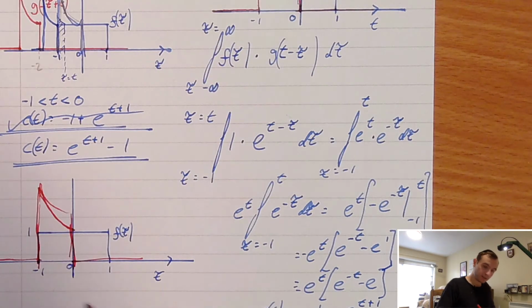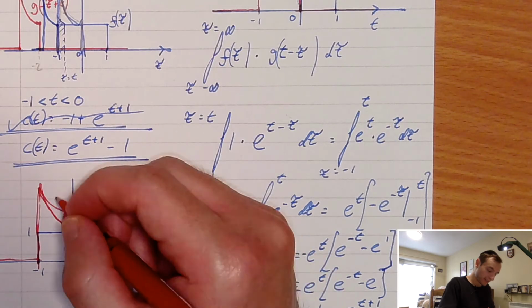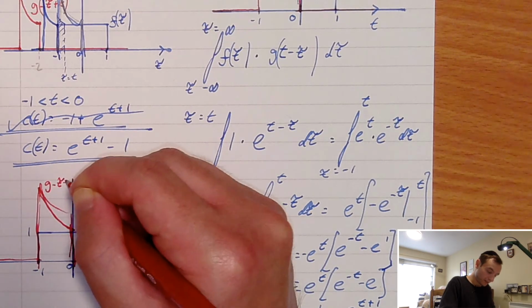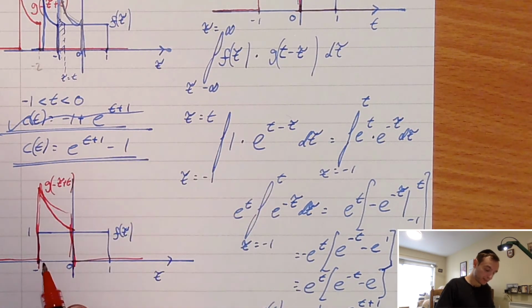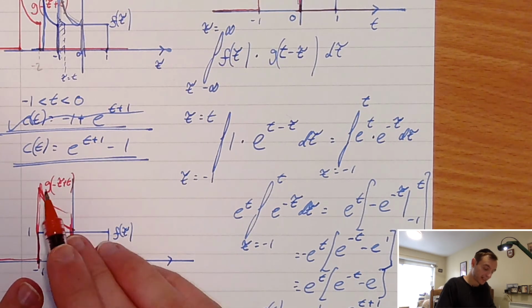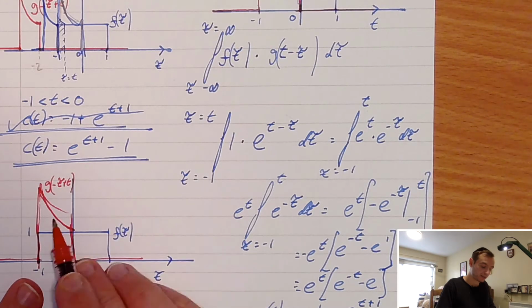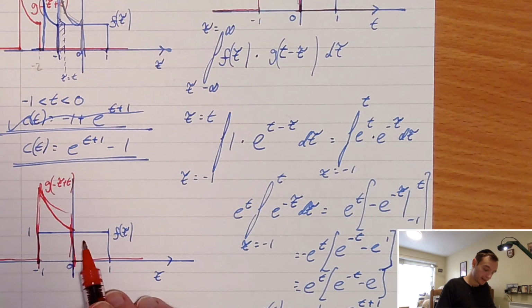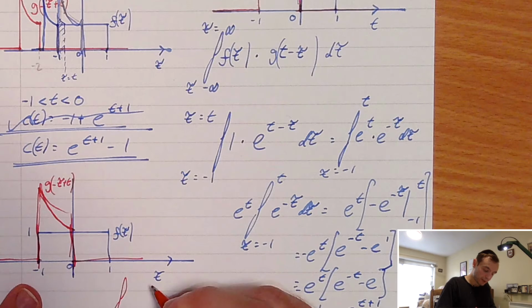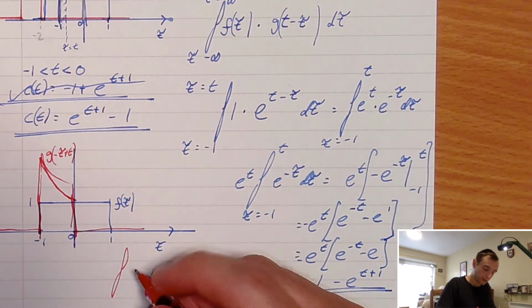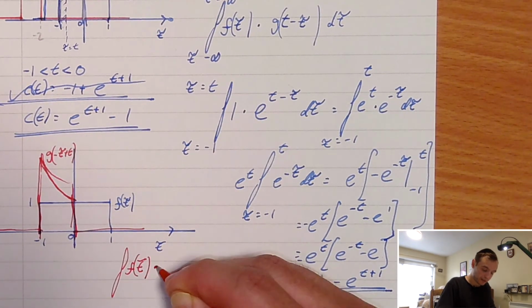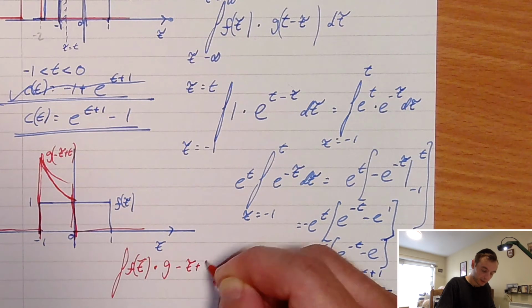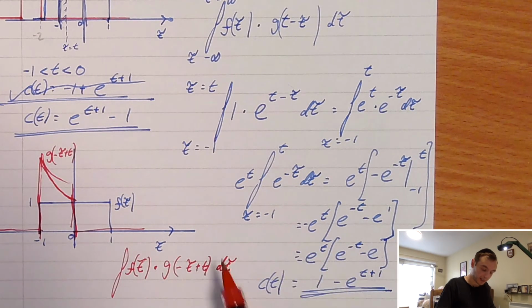Okay, now for the next stage. Now I know that this is a bit of a wonky drawing, but it should be okay. G of minus tau plus t again, yeah? And now t at this point is 0, which kind of makes sense because now it's g of minus tau. It's just g of tau reflected in the y-axis. And as we sweep across, the integration product is going to be f of tau dot g of minus tau plus t, d tau.